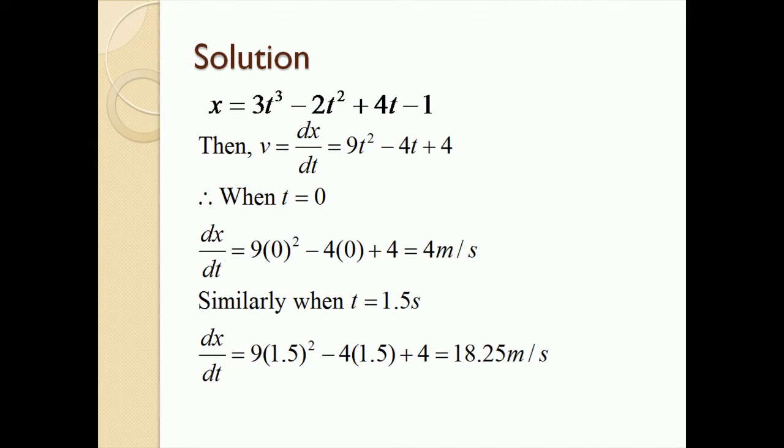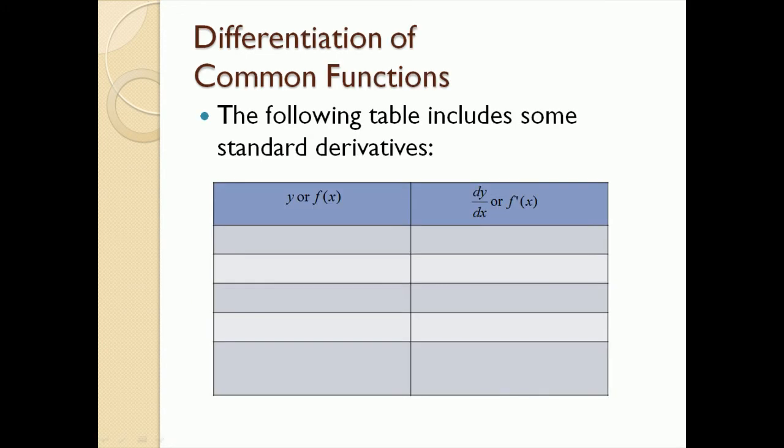Therefore, when t equals 0, dx by dt is equal to 4 meters per second, which is obtained by simply substituting 0 for t. Similarly, when t is equal to 1.5 seconds, dx by dt is equal to 18.25 meters per second, which is obtained by substituting 1.5 seconds for t.